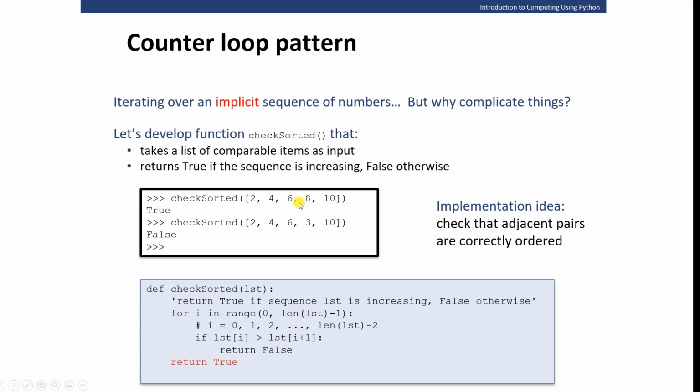Now, if the item at 2 is greater than the item at 3, we're going to return false, and that's not the case. And if the item at index 3 here is greater than the item at index 4, we're going to what, guys? We're going to return false, which is not the case. So the loop will end and we're going to return true, okay?